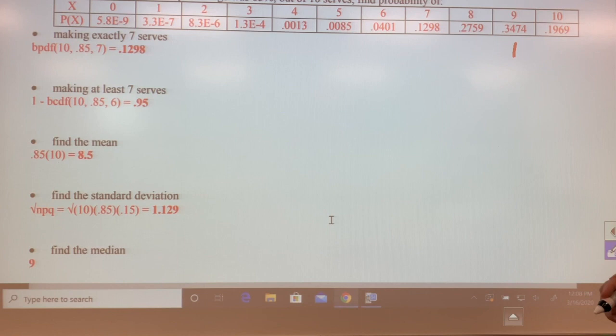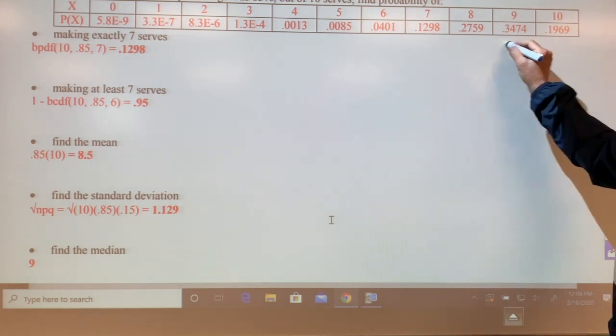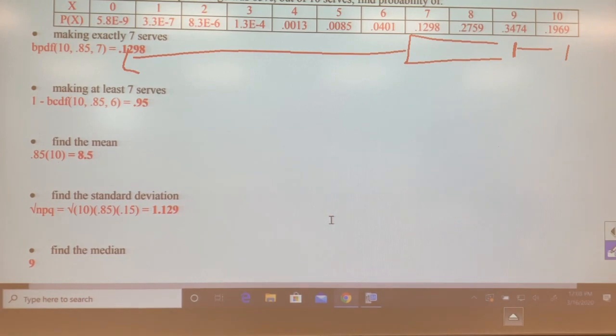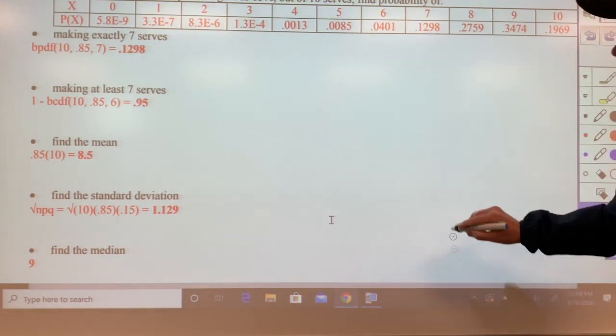And the 75th percentile is also a 9. This is a crazy distribution. It's super skewed to the left, okay? It's a bad drawing. Okay.